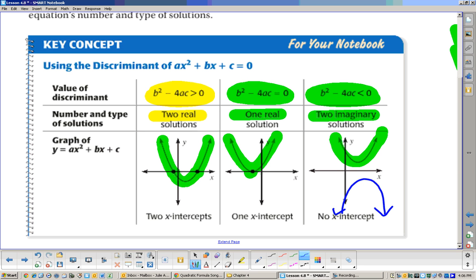You're also going to get imaginary solutions. So that's what the picture will look like on your graph that would help you determine what kind of solutions and how many you're going to get. And that's what the discriminant does for you.